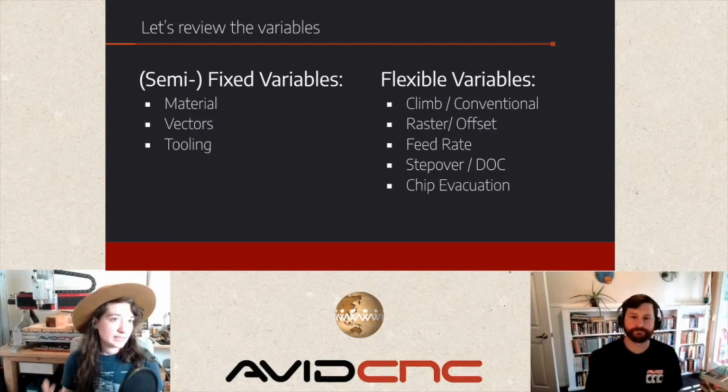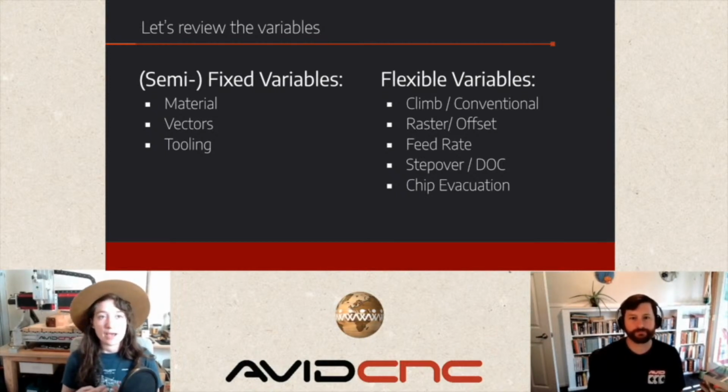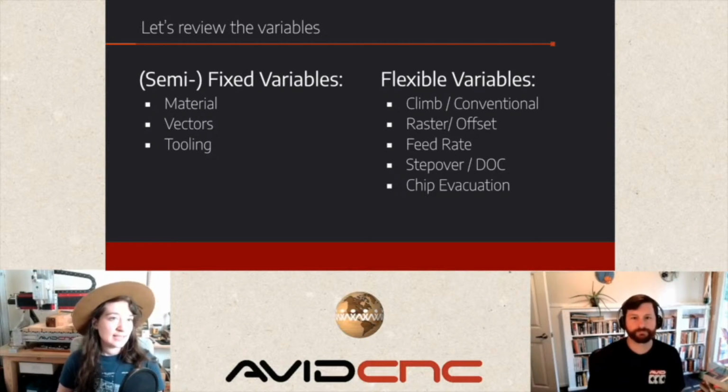Then you're also going to consider your flexible variables. So these are going to be things that you're going to change and adjust in order to accomplish that clean cut. So we'll think about climb versus conventional, raster versus offset, your feed rates, depth of cut and step over. Your chip evacuation is extremely important here. And your material removal rate. So those are the kinds of things you're going to reach for to make adjustments when you're making your toolpaths. Yeah, that's exactly right.